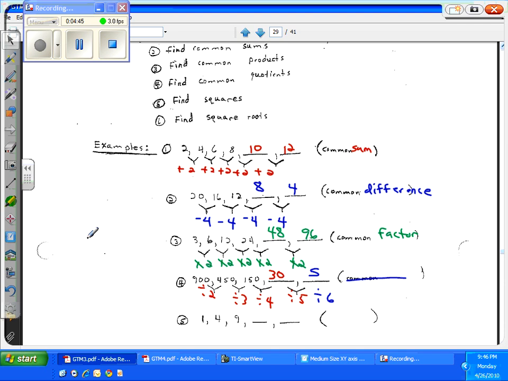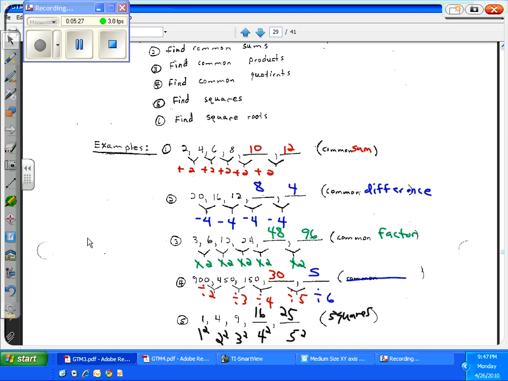When you look at example 5, you may be hard-pressed for a pattern for just a moment as you check for common sums and differences and quotients, products. But then what you may notice is 1 came from 1 squared, because 1 squared is 1, and 2 came from 2 squared and 9 came from 3 squared. So what we have are the squares of consecutive integers. So the square of 4 would be 16 and the square of 5 would be 25. And so we have common squares.